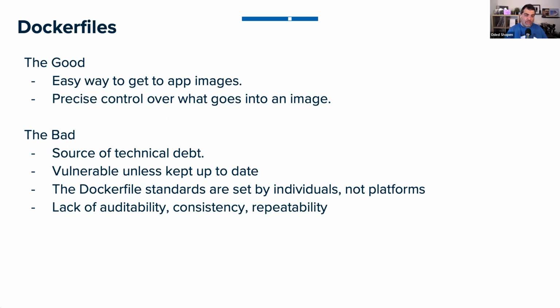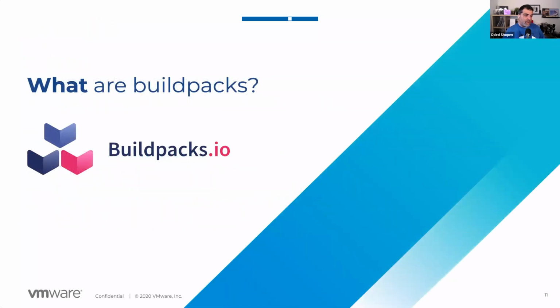You have to continuously chase down CVEs. And the standards for a Dockerfile are really just people in the organization that define a standard. And it's not a platform that does that for you. As a result, you're lacking auditability, consistency, and repeatability while building your images. So that's exactly the sort of thing that Cloud Native Buildpacks is trying to solve.